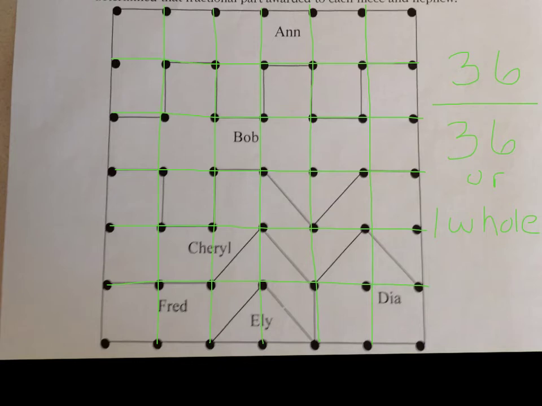So if I see Ann, I notice that she has this outlined region up on top. And now all I need to do is just see how many of those squares, of the 36 squares, Ann has. So she has 1, 2, 3, 4, 5, 6, 7, 8, 9 of those 36. So I can write that as 9/36 for Ann.